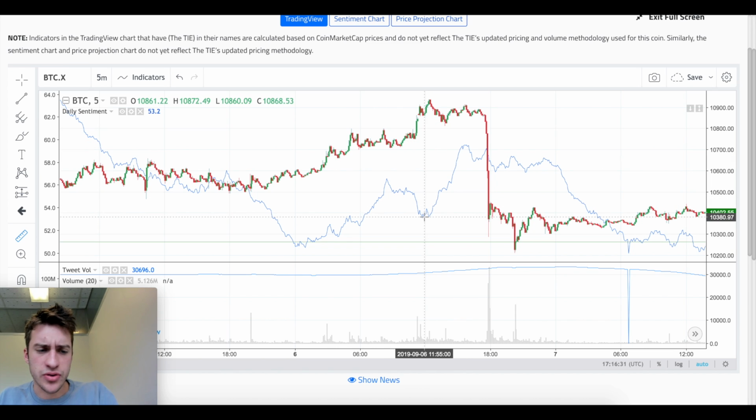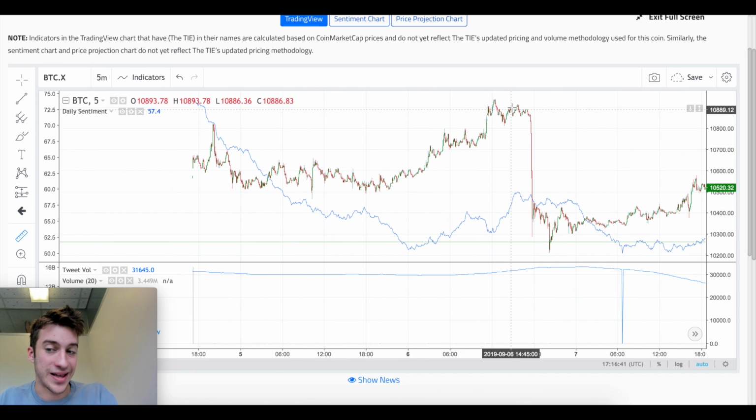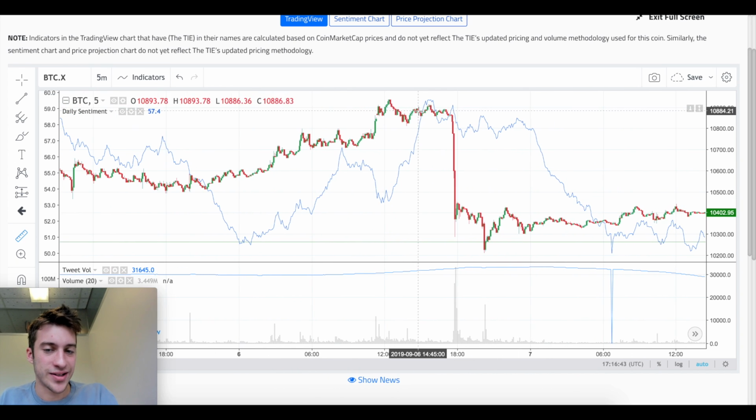What we see here is quite the dramatic rise. We go from 53 up to 59, almost 60. Just in this consolidation, a lot of people are bullish at this price point. A lot of people were bullish at 10,900. So what does price do?